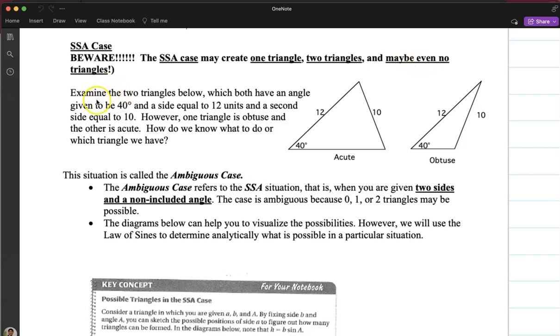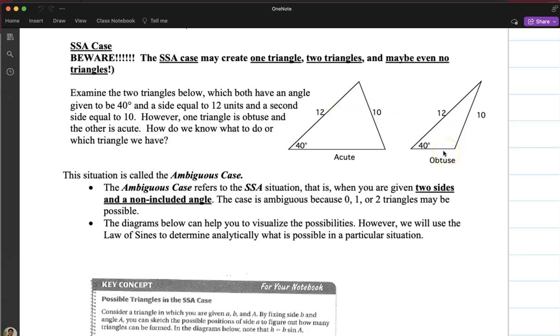Examine the two triangles given below, both of which have an angle equal to 40 degrees, a side equal to 12 units, and a second side equal to 10 units. So 40, 12 and 10. Here the second one also is 40, 12 and 10. However, one triangle is obtuse and the other is acute. So this one is acute, all the angles are acute, and this is obtuse.